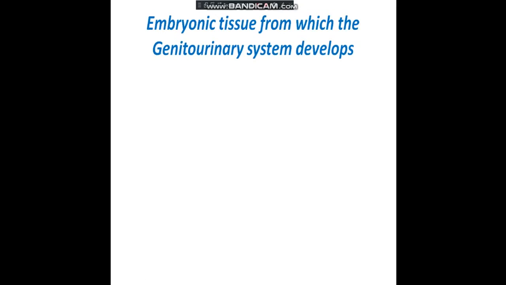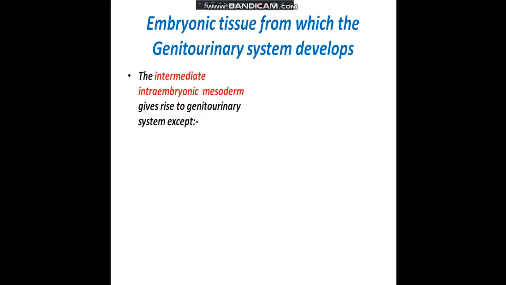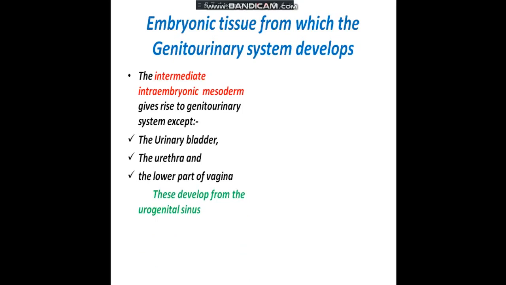Now let us discuss the embryonic tissue from which the genitourinary system develops. This is basically the intermediate mesoderm, which gives rise to the genitourinary system, except the urinary bladder, the urethra and the lower part of the vagina. These develop from the urogenital sinus.